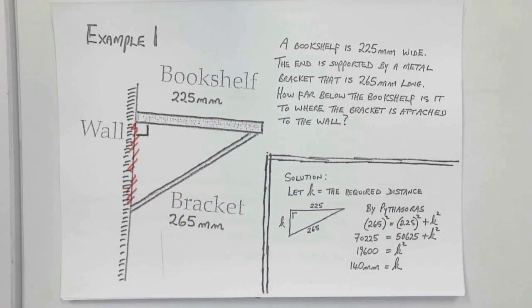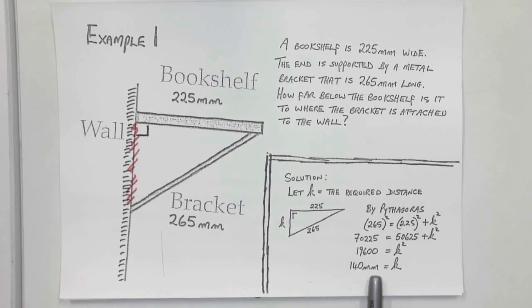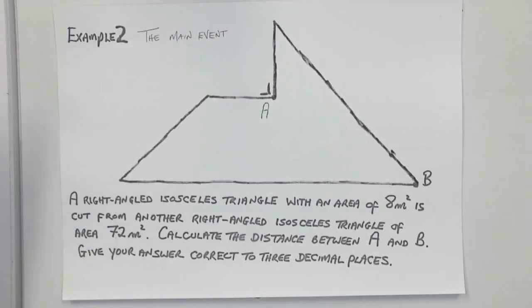So we're just using Pythagoras on it. Let k equal the required distance. That's this here. This here is 225. This is 265. And Pythagoras would say 265 squared equals 225 squared plus k squared. Use your calculator to multiply them out and subtract 50,625 from both sides. Hit your square root button. And just to be sure, make sure you have the units down. They're millimeters. Really nice, simple, straightforward question, just to set us up.